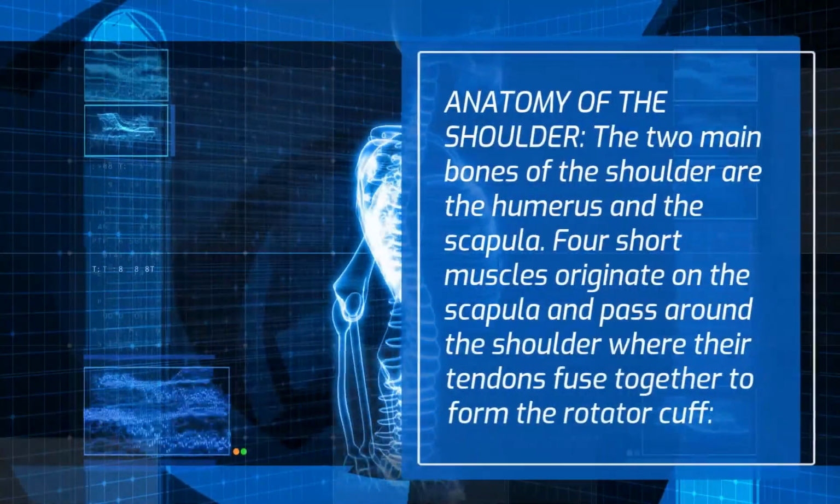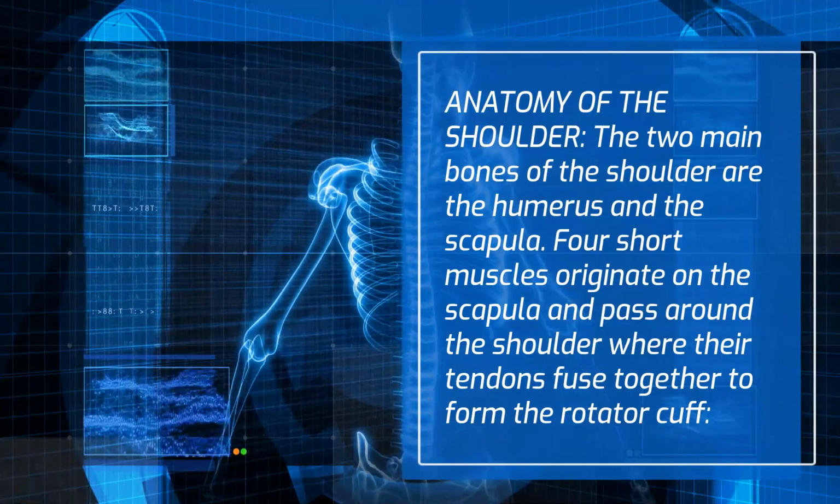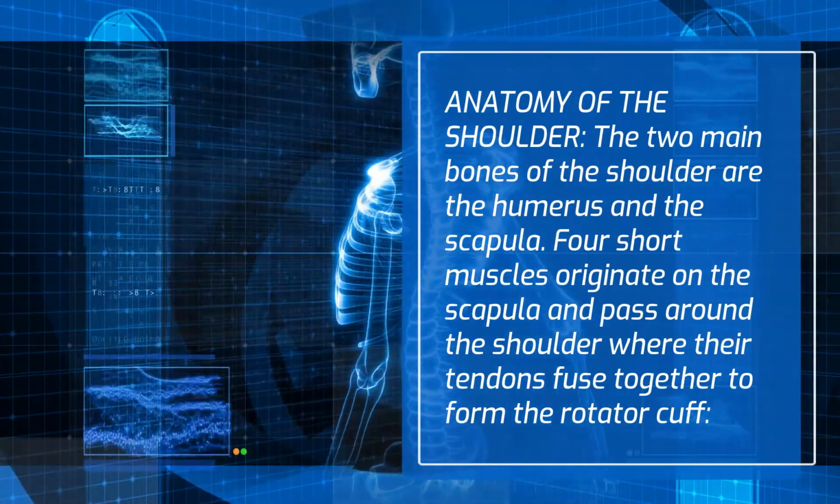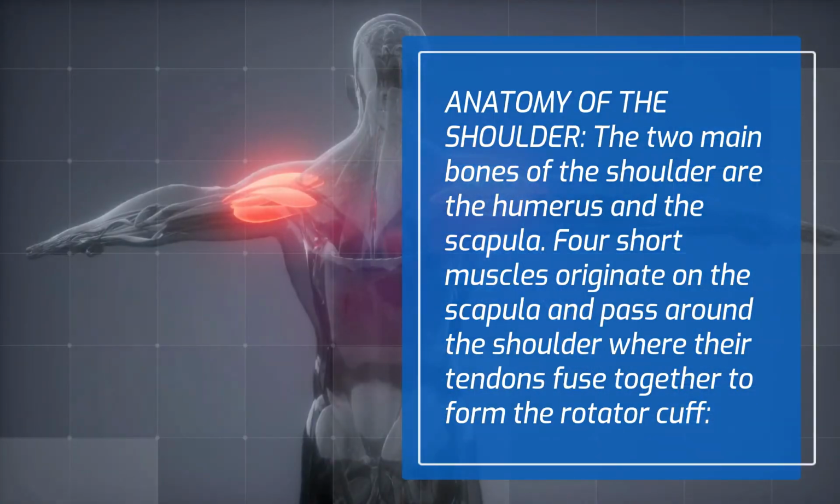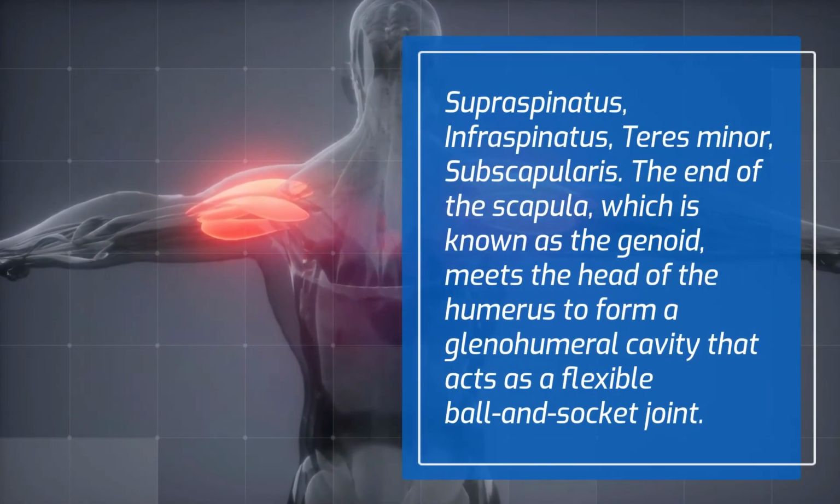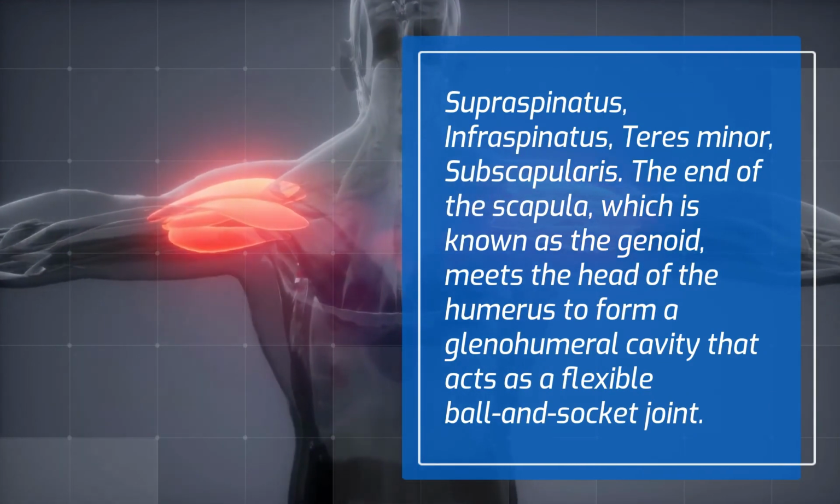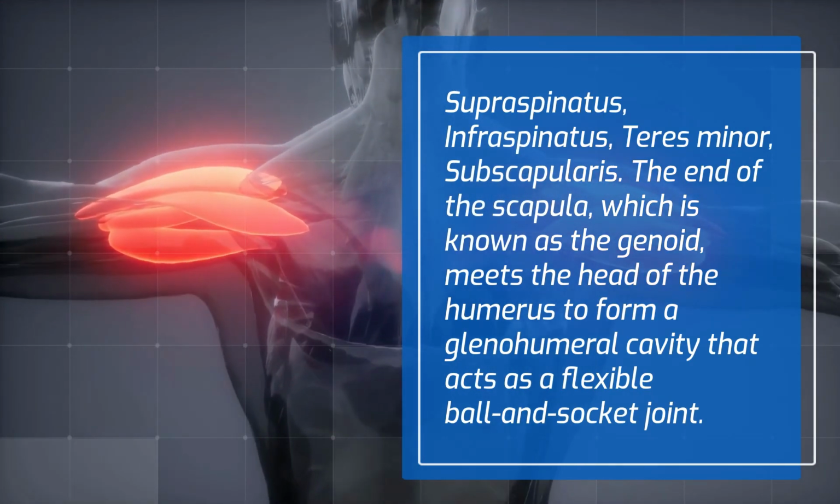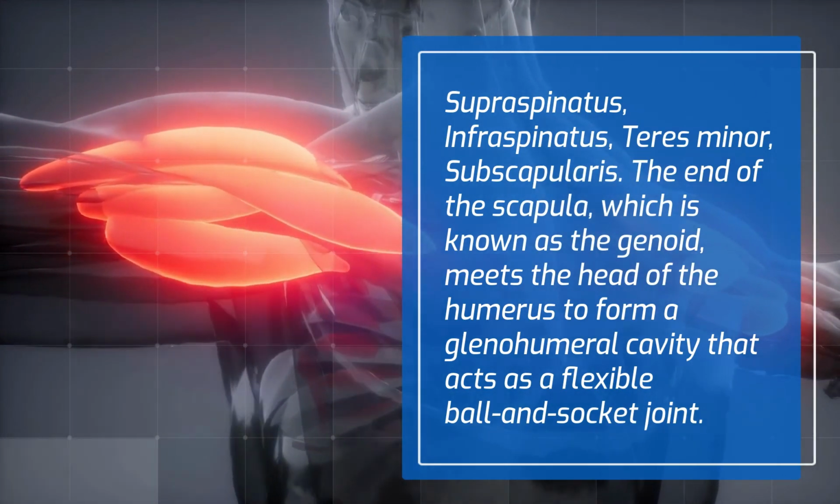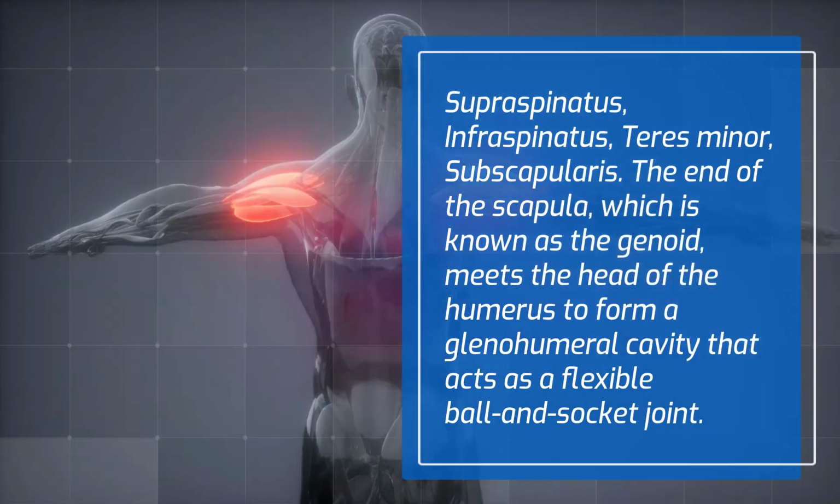Anatomy of the shoulder. The two main bones of the shoulder are the humerus and the scapula. Four short muscles originate on the scapula and pass around the shoulder where their tendons fuse together to form the rotator cuff: supraspinatus, infraspinatus, teres minor, and subscapularis. The end of the scapula, which is known as the glenoid, meets the head of the humerus to form a glenohumeral cavity that acts as a flexible ball and socket joint.